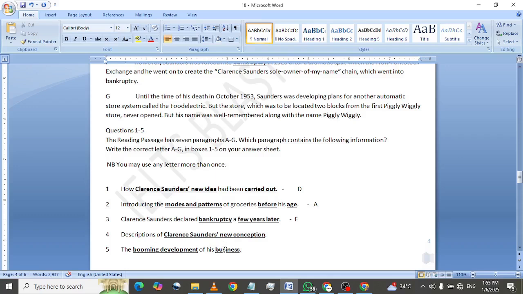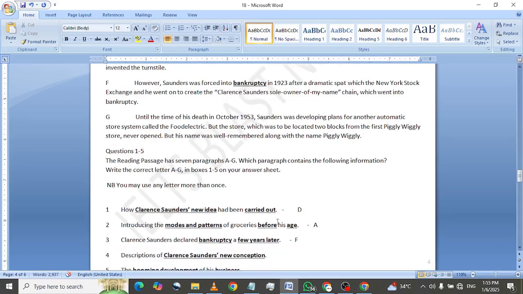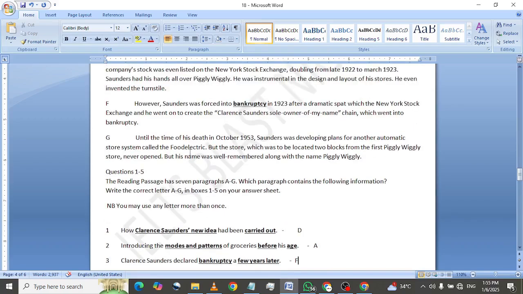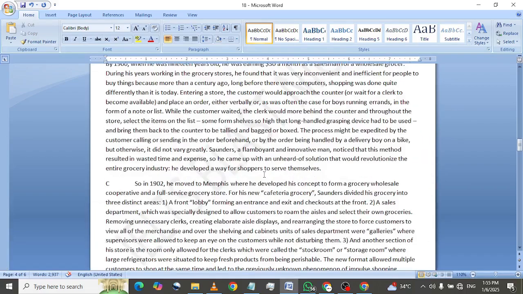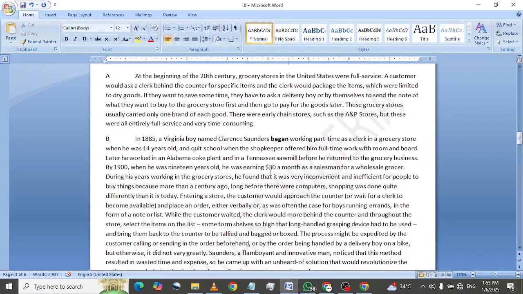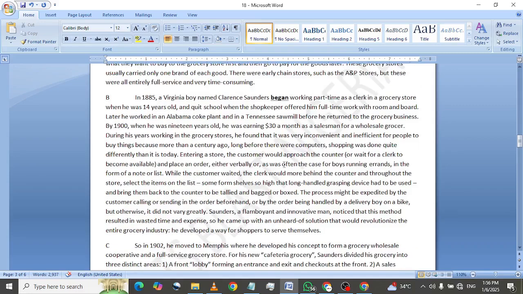From the other grocery store, where does he describe his idea? Let's check. Let's see paragraph G. Okay, there's nothing related to that. So let's go to the first paragraph. Paragraph A was the introduction of the grocery store, how they operate, when it became working.